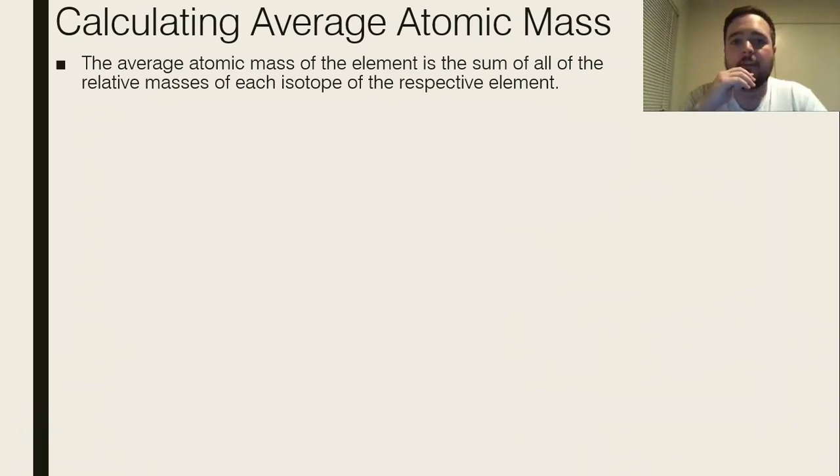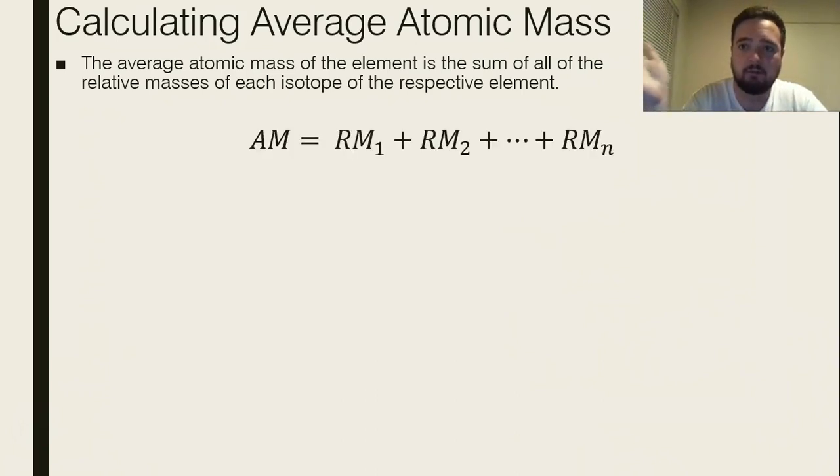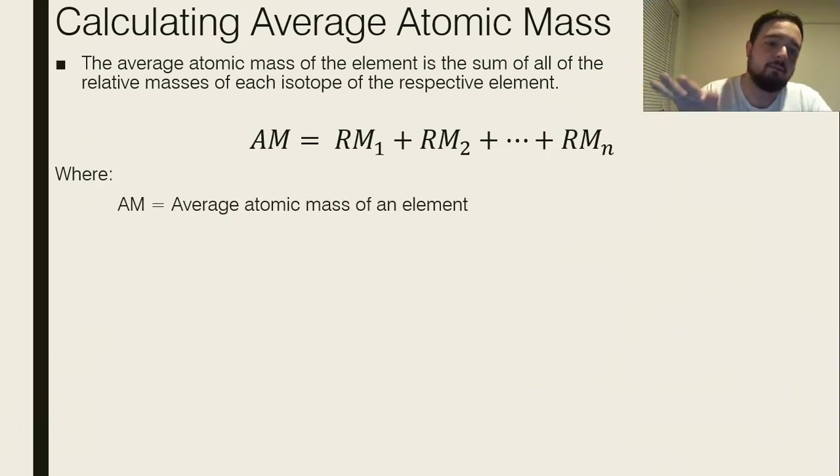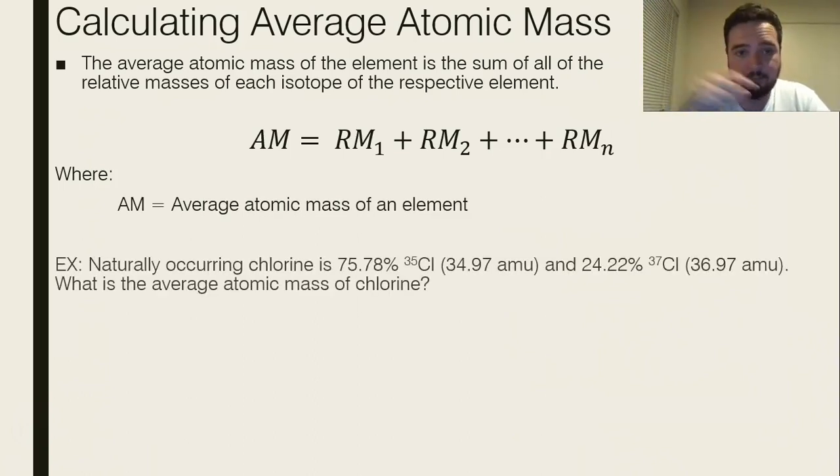The average atomic mass of the element is the sum of all the relative masses together. So as soon as you calculate the relative masses of each isotope, you can just add them up together to form the average atomic mass of that particular element. So the average atomic mass of the element that's reported on the periodic table is the relative mass of the first isotope plus the relative mass of the second isotope, up to the relative mass of the last isotope in the series. So again, Am is the average atomic mass of an element that's reported on the periodic table.